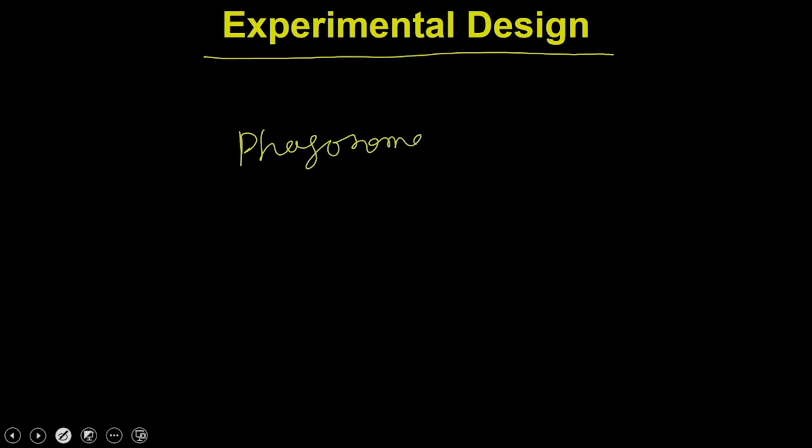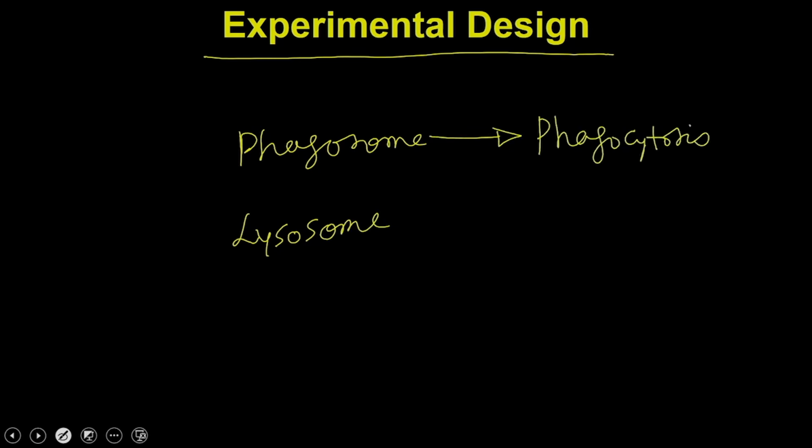We have already discussed the experimental design where you first form the phagosomes, then also form the lysosomes. And how are you going to form the phagosome? You can simply allow the cell to do phagocytosis, and that is going to form the phagosomes.